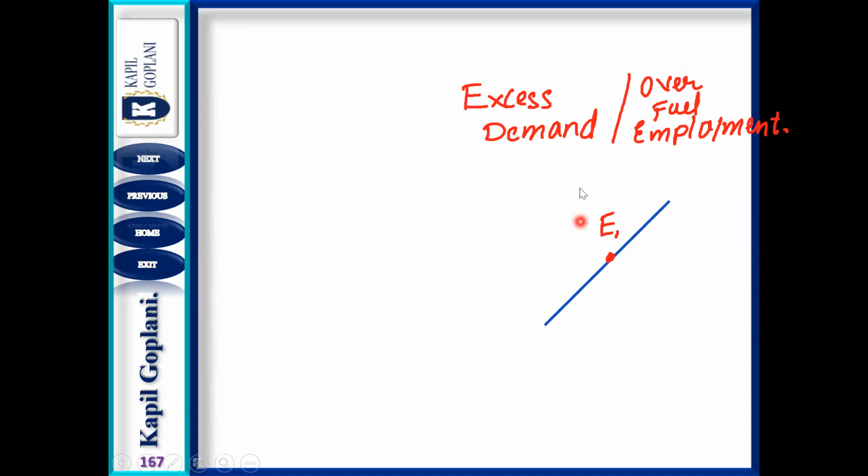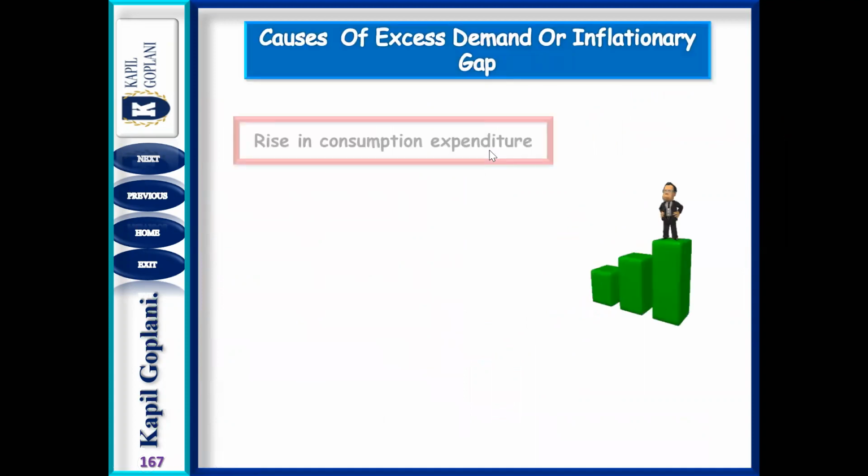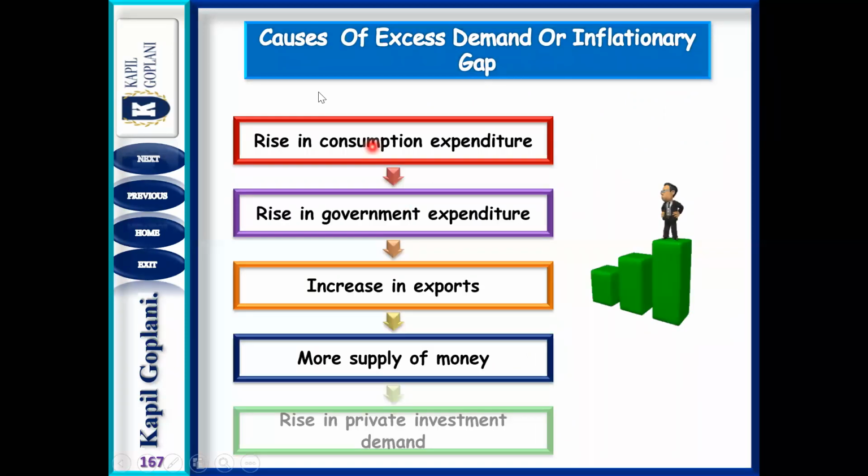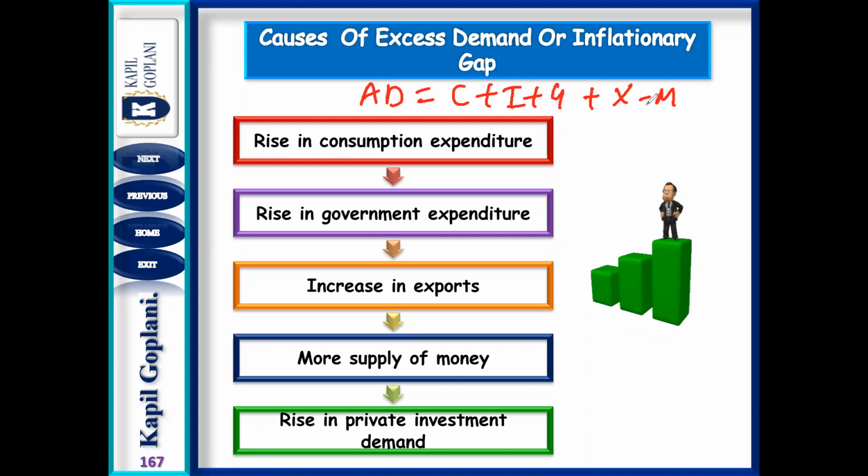Now moving on to the causes. Now, what are the causes of this particular thing? First, as I already told you, AD is equals to C plus I plus G plus X minus M. Okay, C is consumption expenditure. So, in order to increase AD, consumption expenditure will increase. Second, rise in government expenditure, that is G. Increase in exports, and here also you can write decrease in imports, which is not mentioned in the slide, so you should mention decrease in imports is also a reason that AD is increasing.